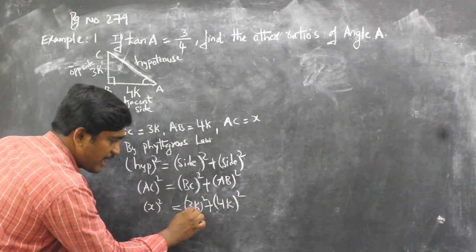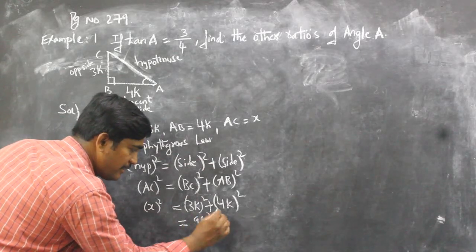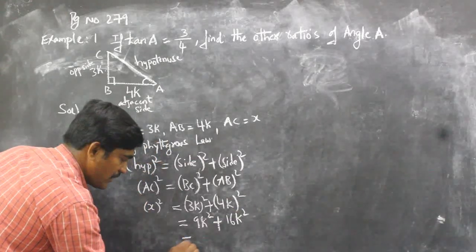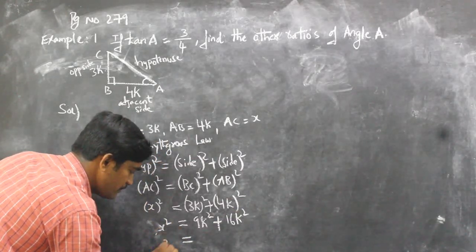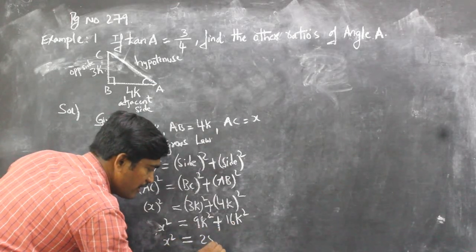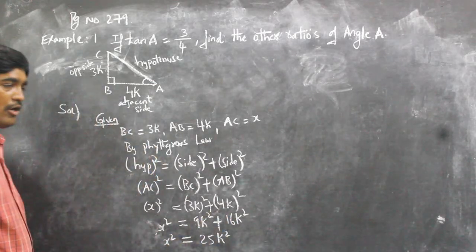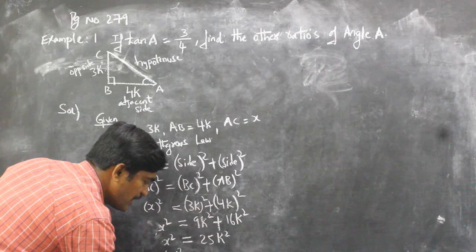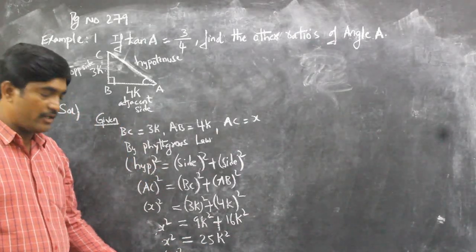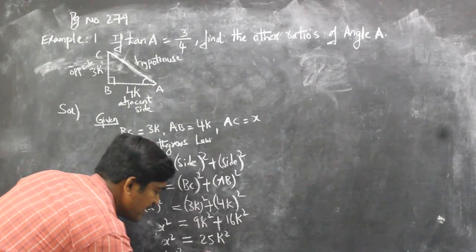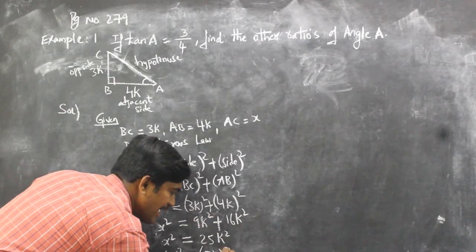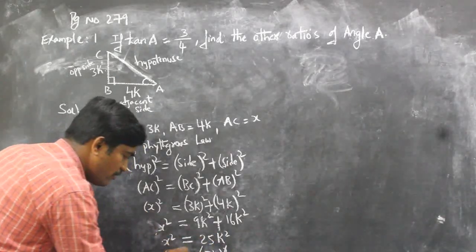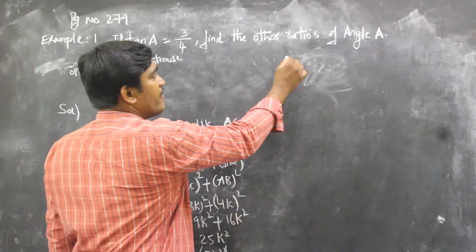Now we know 3 square is 9, so 9K square, plus 4K square is 16K square. Now this is X square. Now 9 plus 16 is 25, and K is common, so 25K square. Now I can write this as X whole square is equal to 25K square. I want the X value only here, so I can write 25K square as 5K whole square, the square of the term. Here the squares get cancelled. Now what is the value we got?